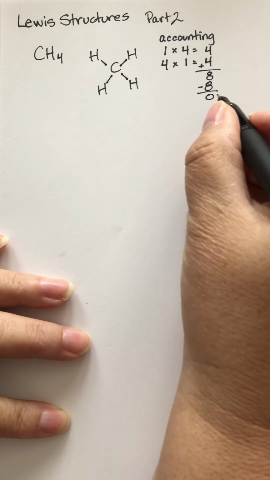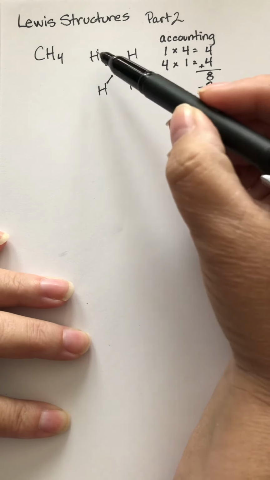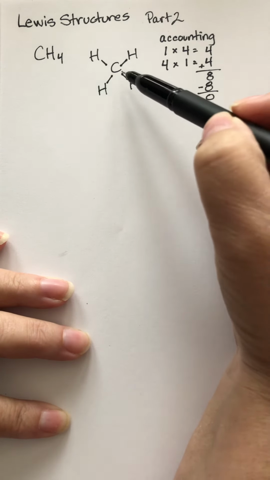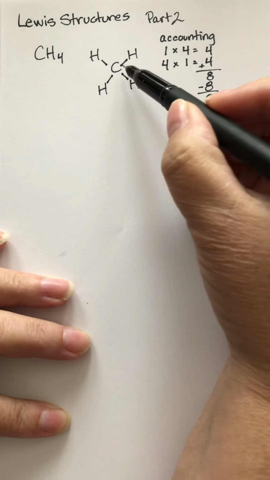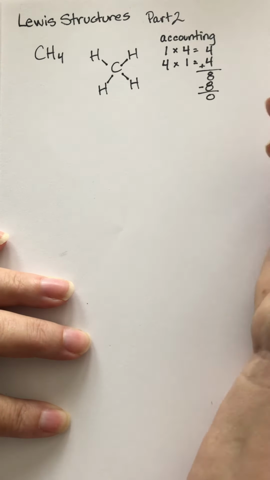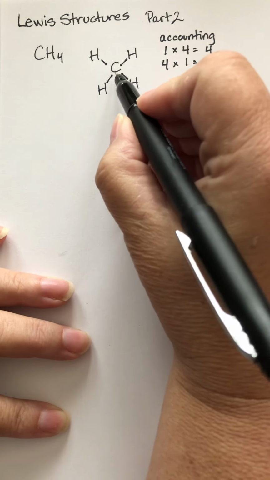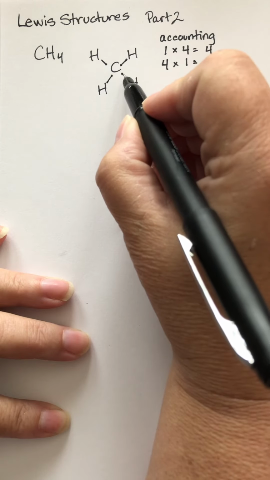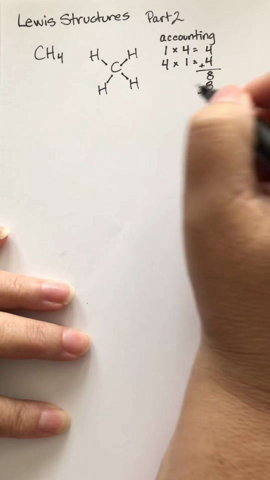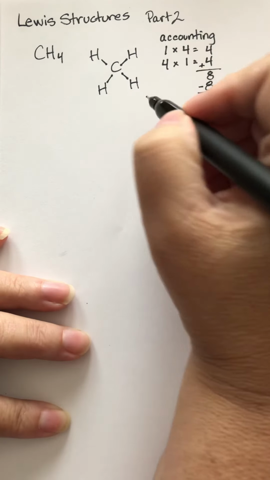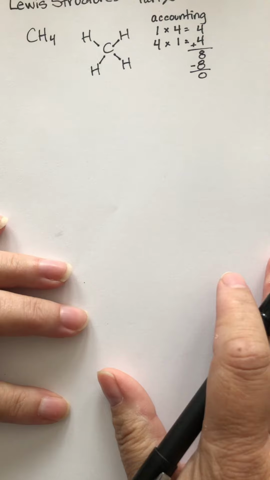I have to check my octet and my duet rule. So my hydrogens are complete with a duet. Each one has 1 bond, and each bond has 2 electrons. They're happy. They're very stable in this configuration. Looking at carbon, carbon has 2, 4, 6, 8, and that meets the octet rule. So everyone's happy here, and that would be our Lewis structure for methane.